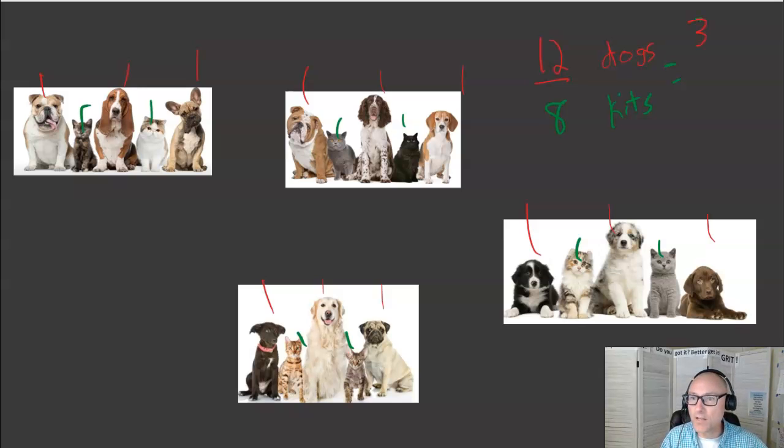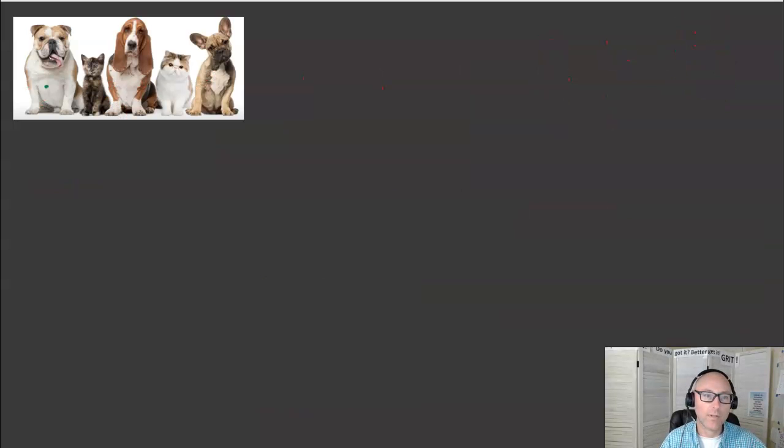For every 3 dogs, how many cats do we have? For each 3, a 1, a 2, a 3. How many kitties do we have for each group? 1, 2. For every 3, we have 2. So the ratio is still the same. It's 3 to 2. The total is different because here we had a total of 1, 2, 3, 4, 5. And out of those 5, 2 were kitties.